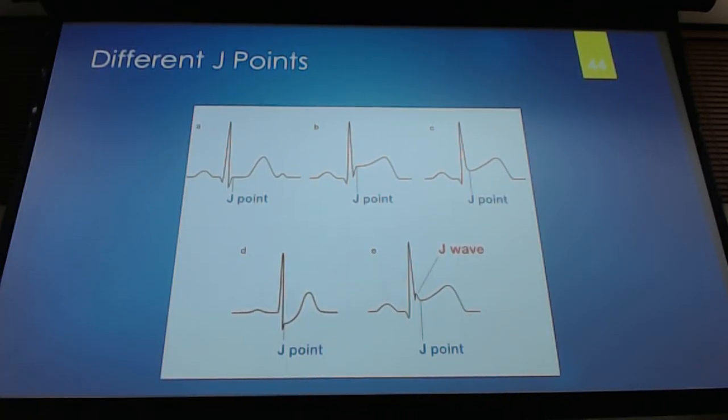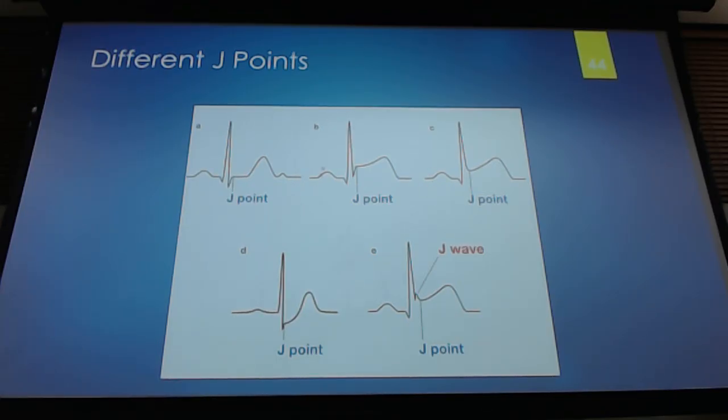We have different J points that we might see. This first one is our normal J point. We've got our P, a nice little Q, R, S comes out here, and we come up. We have a great transition from our J point right into our ST segment that's flat and goes along with our baseline. Looks perfect.